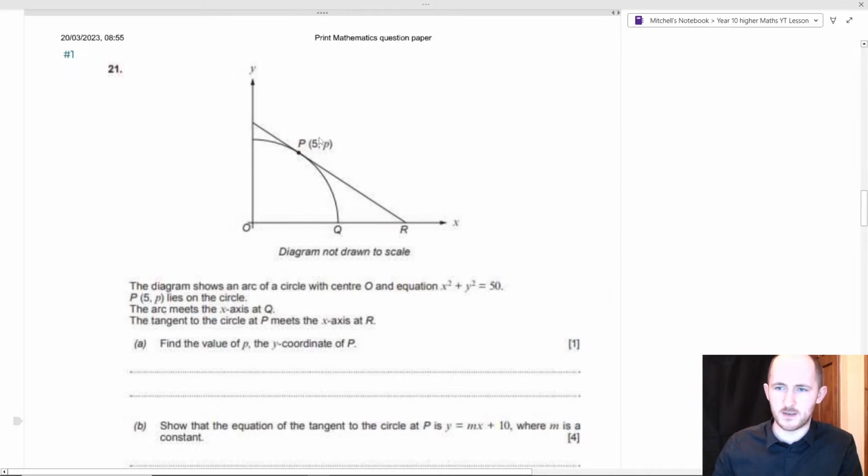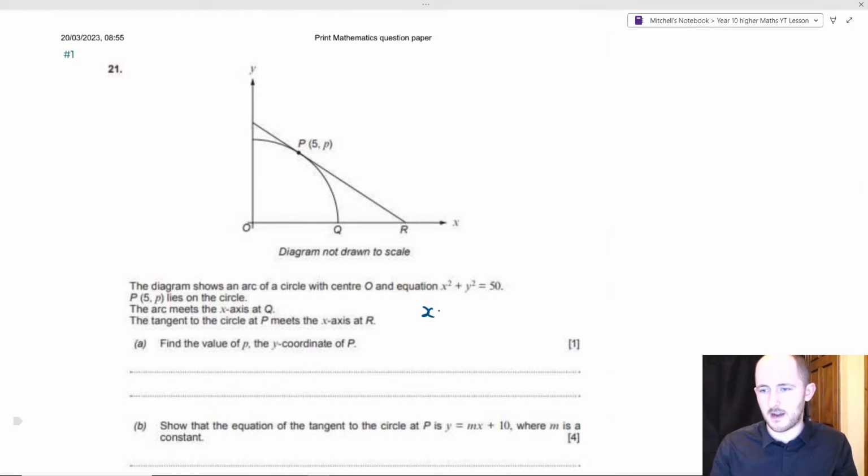Well, if we have the x-coordinate, we can use it exactly like we would do a regular equation, right? So if I say x is equal to 5 in this equation, we have 5 squared plus y squared equals 50. That's 25 plus y squared equals 50.